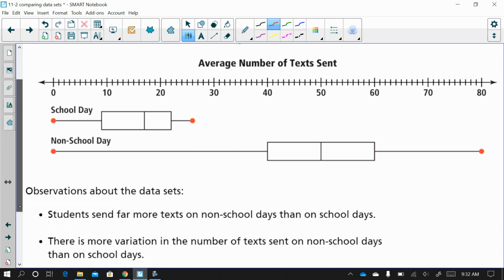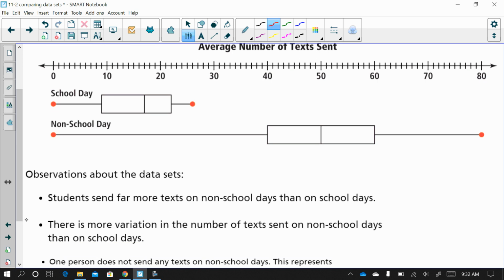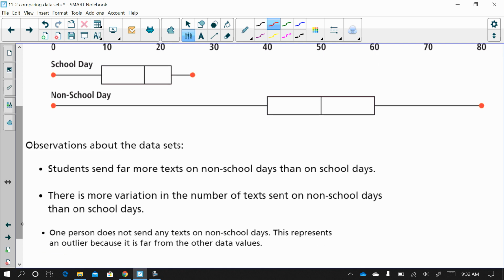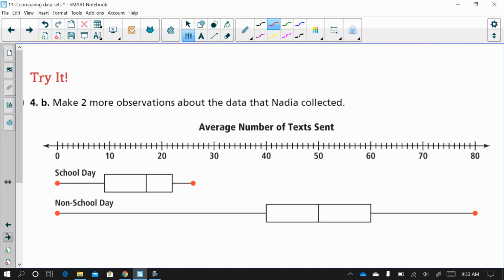Tell me why you think there's more variation in the number of texts sent on non-school days. Well, to me, the variation could be maybe we have a kid here who doesn't have a phone. Maybe we have some people that don't have as many friends and they're not talking as much. Maybe some parents limit how much time you can be on your phone. Things like that. Another observation, one person does not send any texts on non-school days. This represents an outlier. So why do we think that is? Again, maybe that person doesn't have a phone. So just coming up with some explanations for these observations. Can you tell me two more observations? Just two other things you notice.